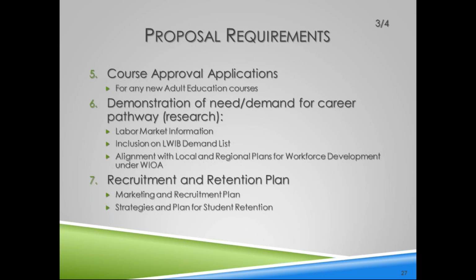Item number 6 is demonstration of need or demand for your career pathway. The best way to do this is to make sure that it's on your LWIB's demand list. If it's not, you should provide the requisite research, using labor market information, to demonstrate that it is an in-demand pathway, even if the LWIB has not formally recognized it as so as of yet. And also alignment with your local and regional plans under WIOA. That is a requirement as well.